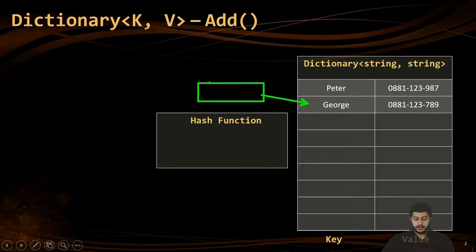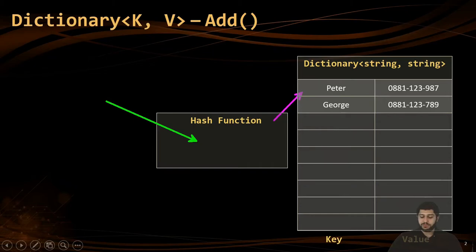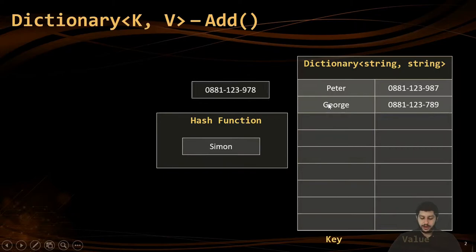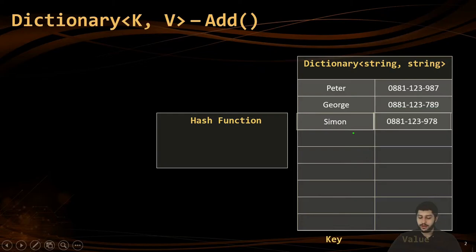And imagine we need to find some value corresponding to some key. We do the same thing. We go through the same procedure. We put the key through the hash function, we find its place, and we take the value. It's as straightforward as this. Now we can do it again. We can add Simon and a phone number corresponding to Simon. It is straightforward. Okay, now how do we remove out of this table?